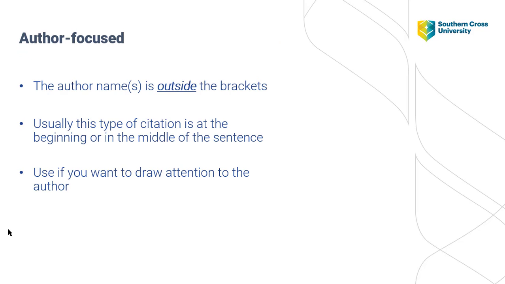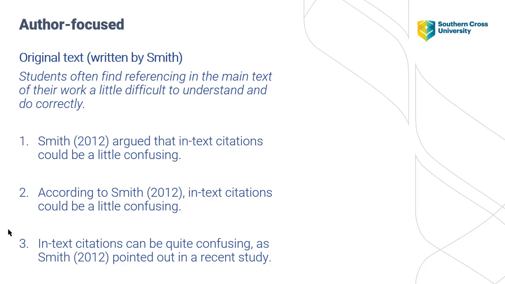Now, when we want to reference in an author-focused way, the author's name or names, if there is more than one author, appear outside of the brackets. Okay? Now, when using this type of citation, it usually happens at the beginning or in the middle of a sentence. And we use this style if we want to draw attention to the author of the work we are referencing. So let's have a look at some examples of how this would look.